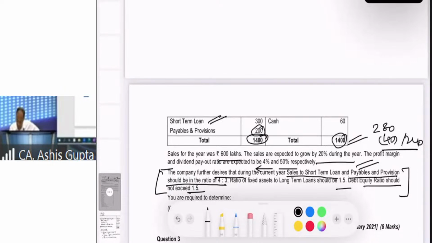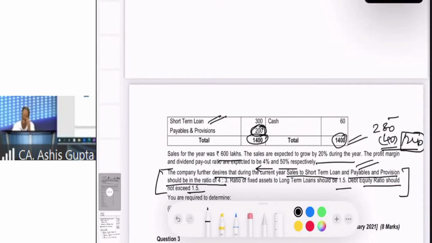See, beta, here 1400 increased by 20% comes to 280, and payable and provisions is 200, so it will increase proportionately. That comes to 40, because it will be financed. The 280 will be partially financed by these payables and provisions by an amount of 40. So the balance fund required will be 240. I hope it is clear to you.